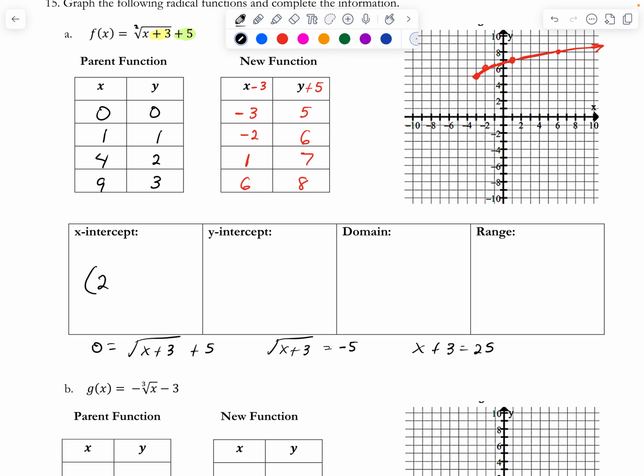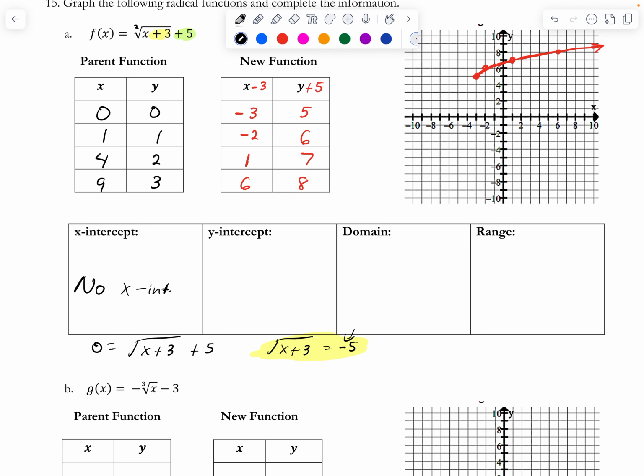That doesn't make any sense. Oh, I know why, Douglas. My bad. When you move this over, I apologize. When you move this over and get here, there is no way for that square root of x plus 3 to ever equal a negative 5, right? So you have no x-intercept. If you got the 22 and plugged it back in, you would see it's extraneous. Okay.